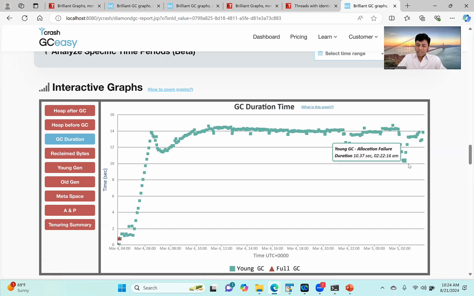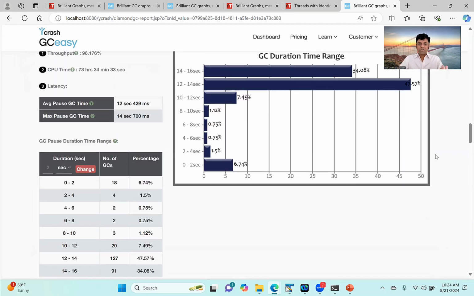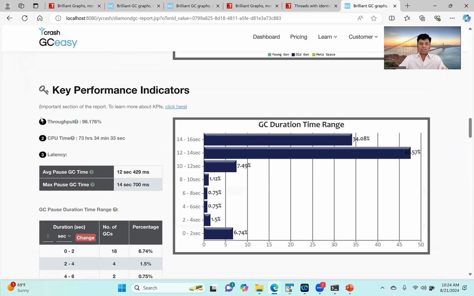So friends, when you do the GC analysis, there is one KPI, a key performance metric, called GC throughput. Look at the throughput of this cloud provider. It is 96%. What does this throughput mean? Let me explain it so that you can follow.